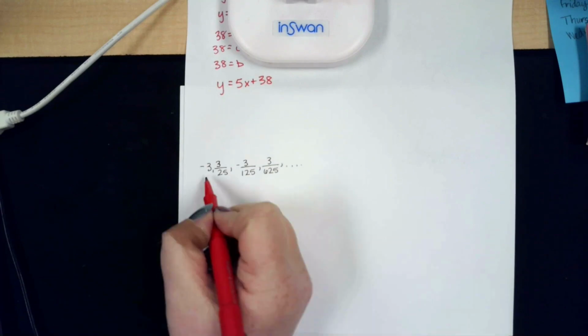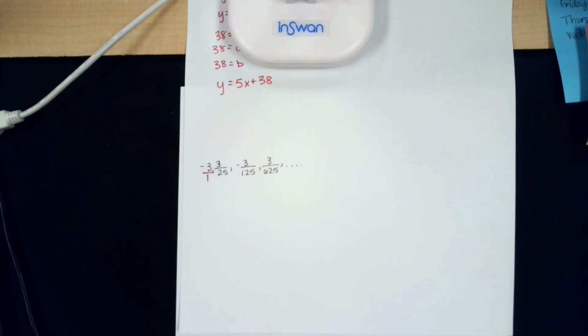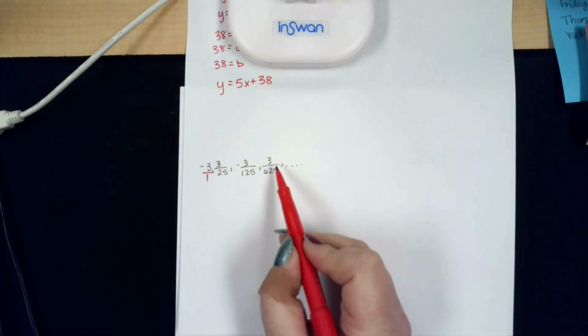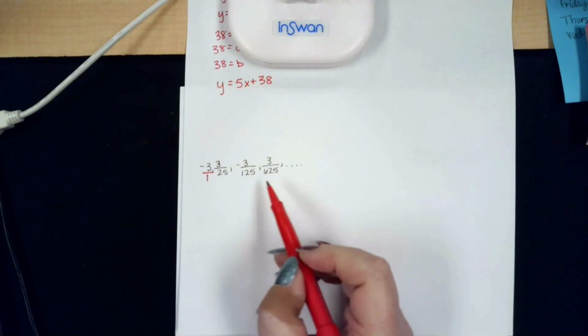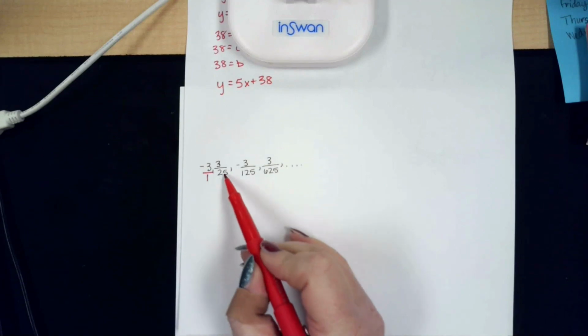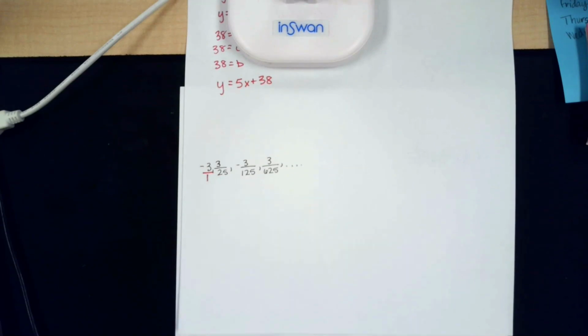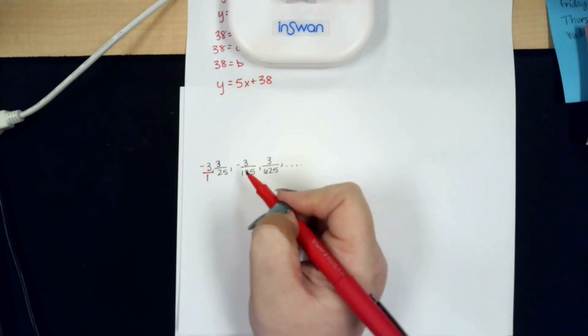But if I put a 1 over this 3, I can see that on the top, all that's happening is that my sign is changing. On the bottom, I multiply by 25 each time. I think I'm missing a number here. Let me check. I'm missing a number. So let's start this one again.